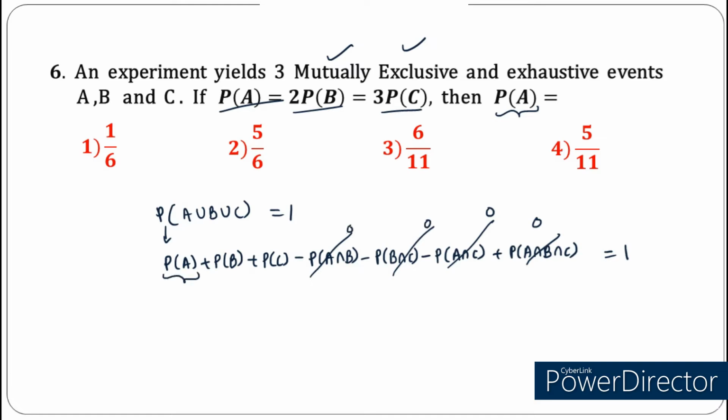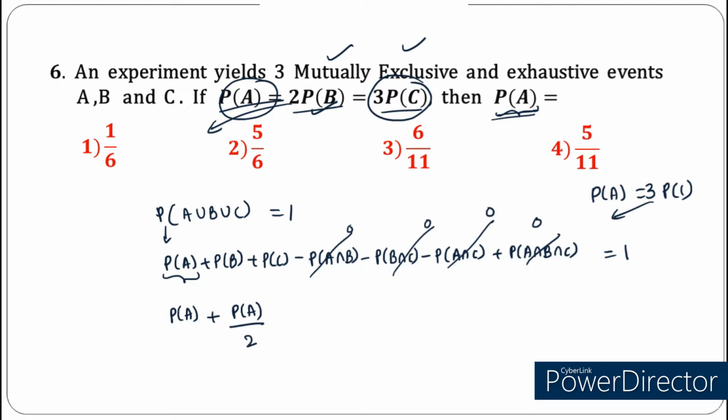They have asked P of A, so let's keep P of A as it is. Now what is P of B from this? If you take 2 here, it divides, so P of B we can write as P of A divided by 2. And they are also given P of A is 3 times P of C. If you take 3 here, it divides, so P of C can be written as P of A divided by 3. Now that should be equal to 1.